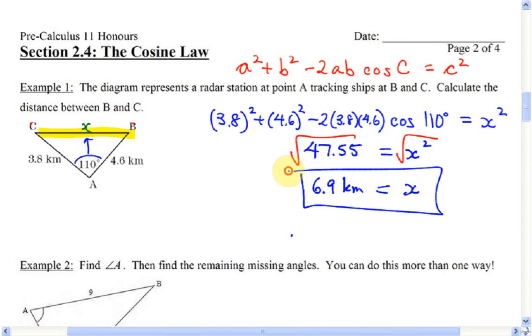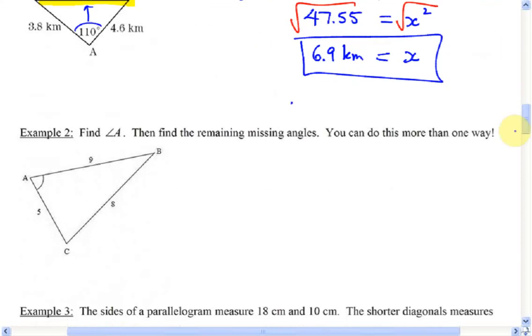Kilometers, yes, thank you. Okay? If you have questions with your calculator, please let me know so I can help you out right now. Okay, but I hope you can all practice this and get this. All right, let's try the next one.